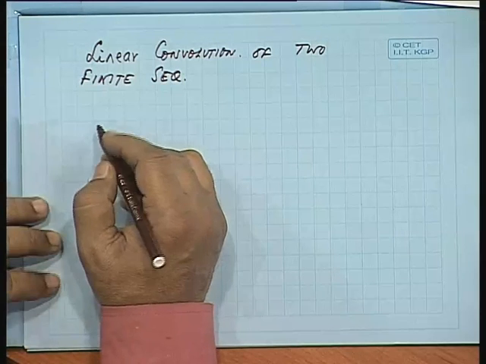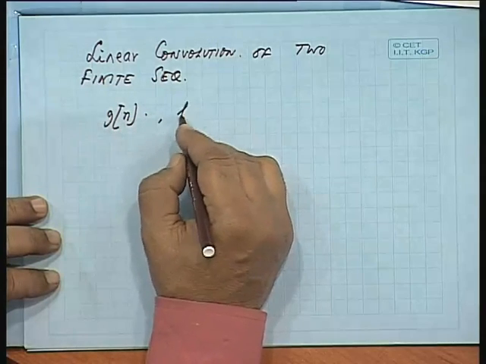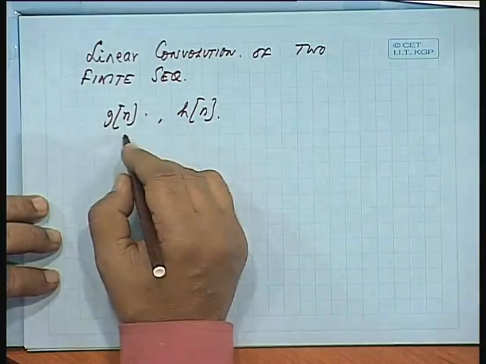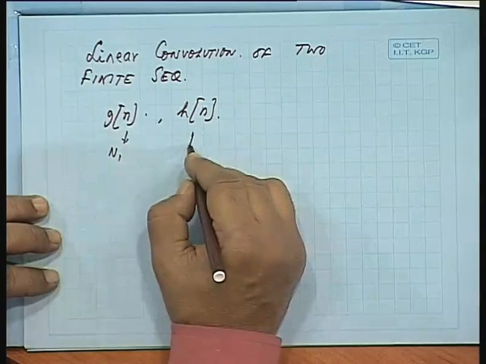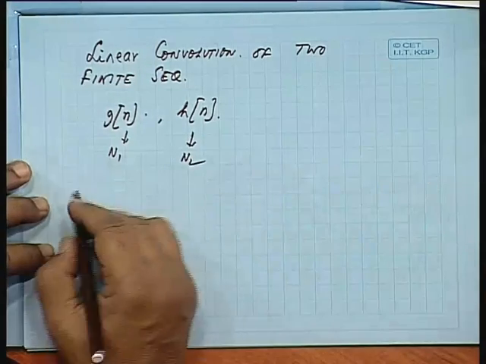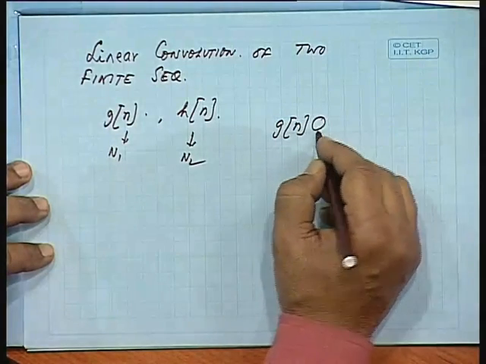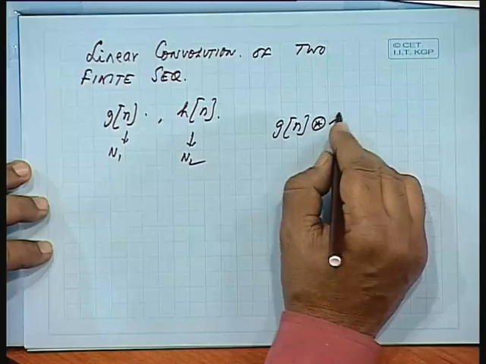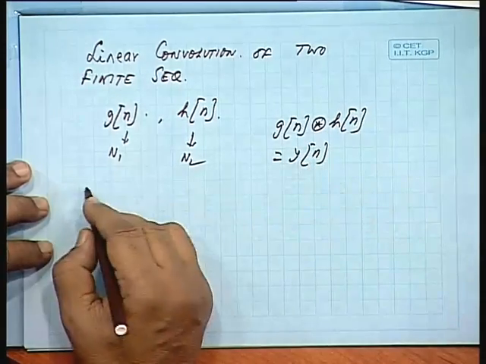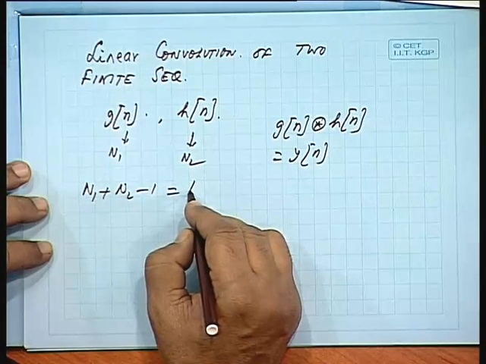So, how do you get convolution of two sequences in the time domain, say g[n] and h[n], two sequences of lengths, say this one is of length n1, this one is of length n2. So, what will be the product length? If I take g[n] convolved with h[n], the product is say y[n]. So, y[n] will be of length n1 plus n2 minus 1, let us call it some m.